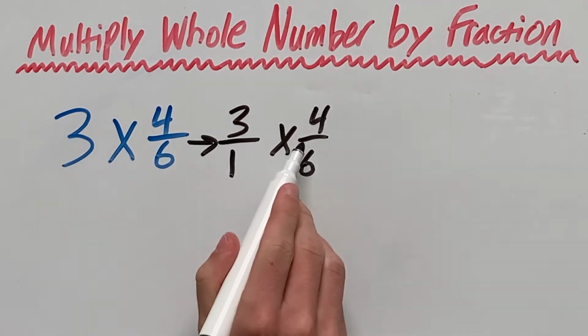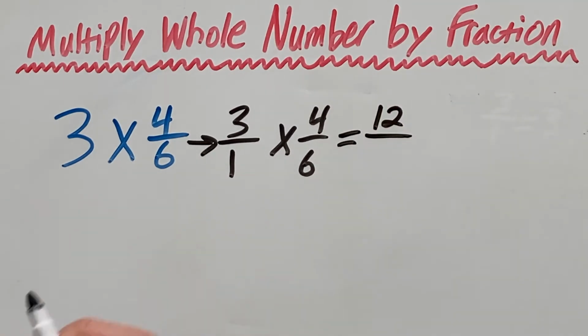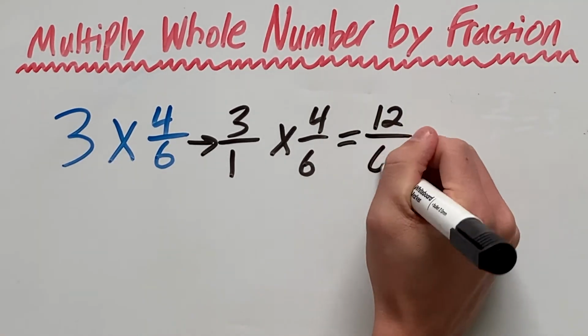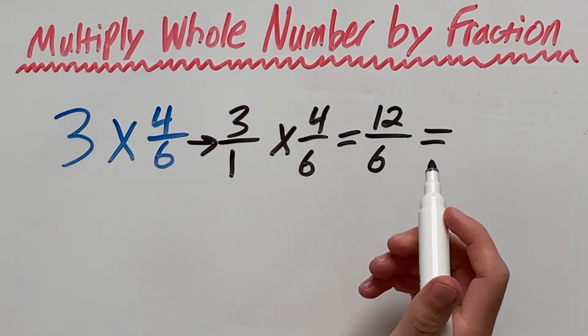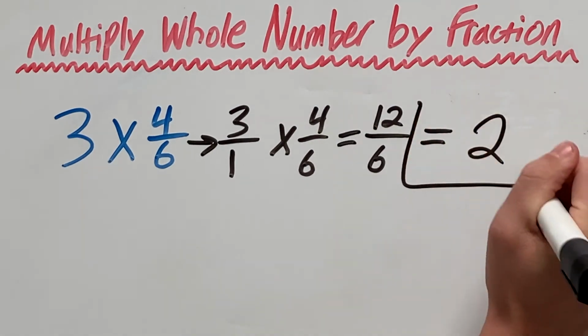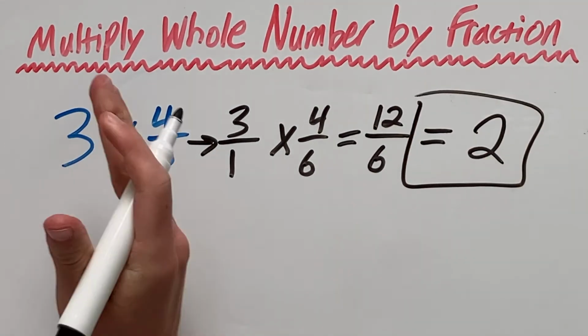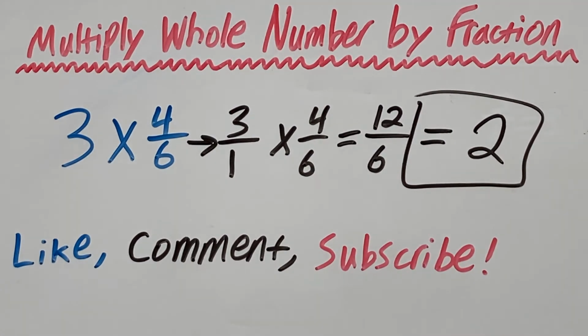So 3 times 4 is 12, and 1 times 6 is 6. And the last step is we can simplify this as 12 over 6 is just 2. And that's how you multiply a whole number by a fraction. And that's all there is to it. You just learned how to multiply a whole number by a fraction.